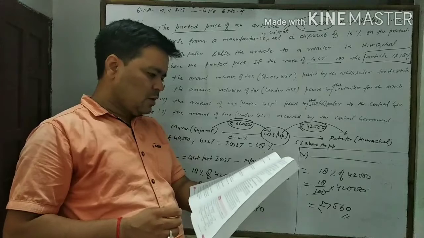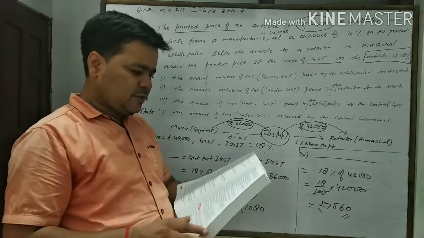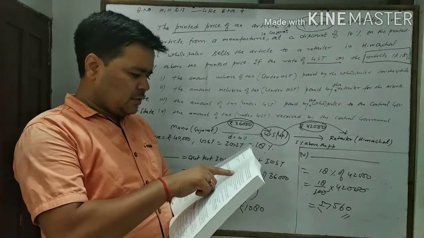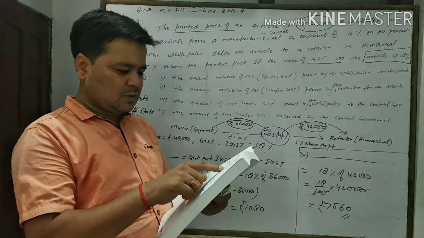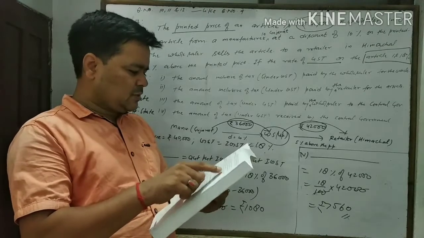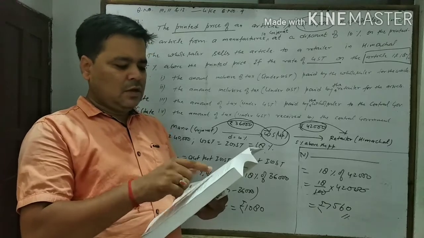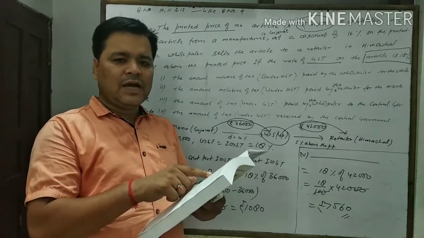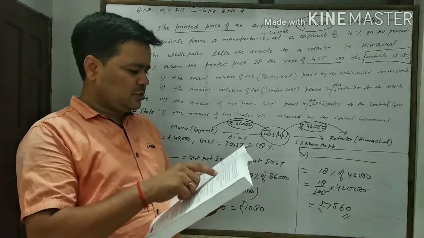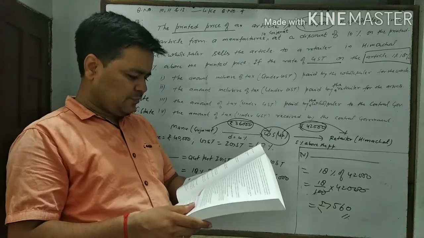In the book, question number 13 was related to interstate. Again, question number 14: a dealer in Delhi buys an article for 60,000 from a wholesaler in Delhi, and he sells the article to a consumer in Rajasthan. Again, this is related to two states. This is the matter of IGST. You should also do this according to question number 13.